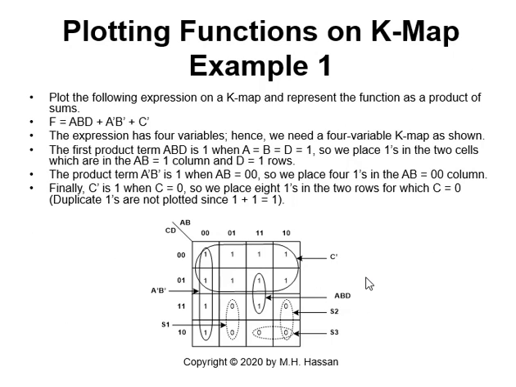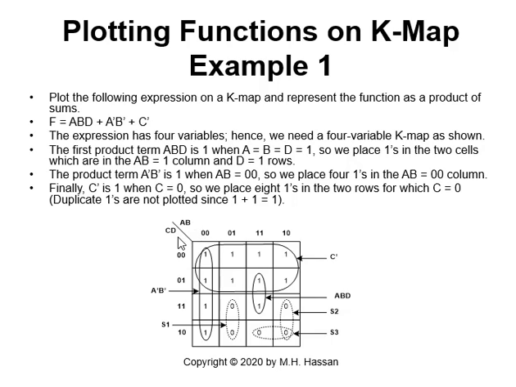This is example number 1 of plotting a function on K.map. We are given f equals ABD or A bar B bar or C bar. Now the first term is ABD, which has 3 variables A, B, and D. In the second term we have A and B as the switching variables, but in the third term we have C. So this is clearly a 4-variable map.